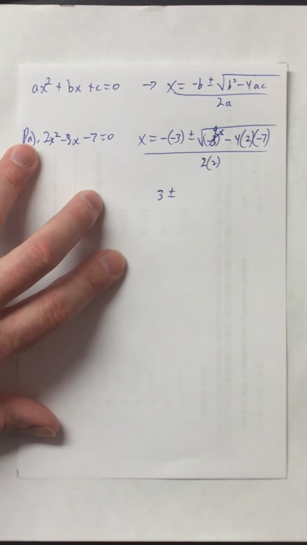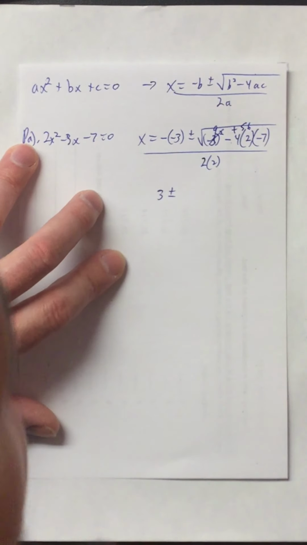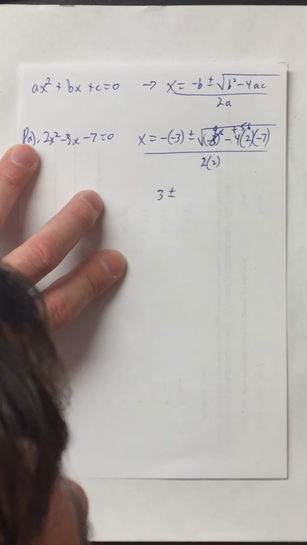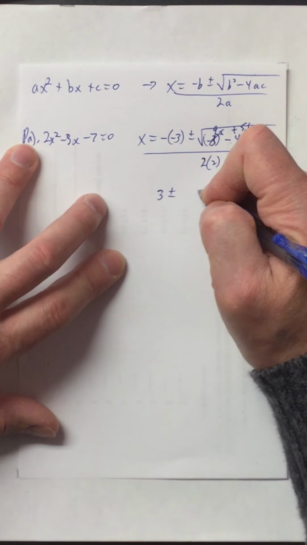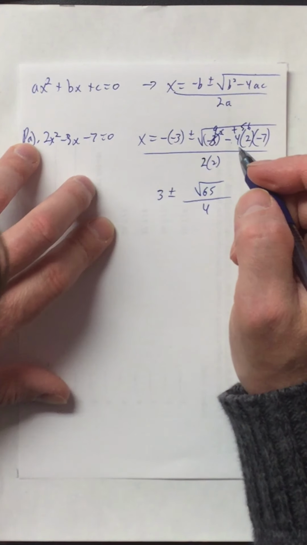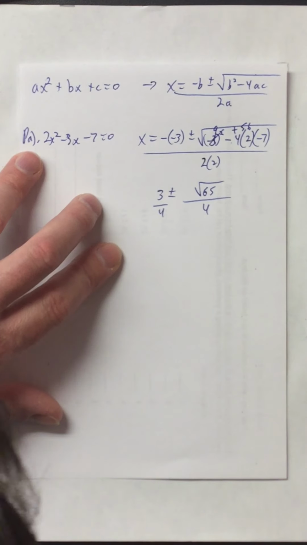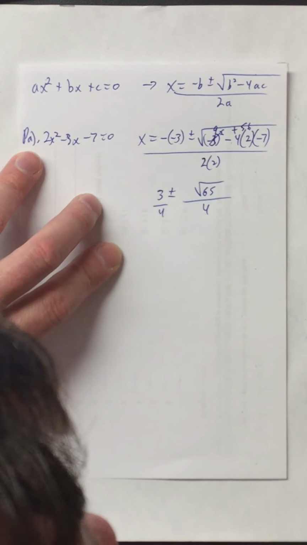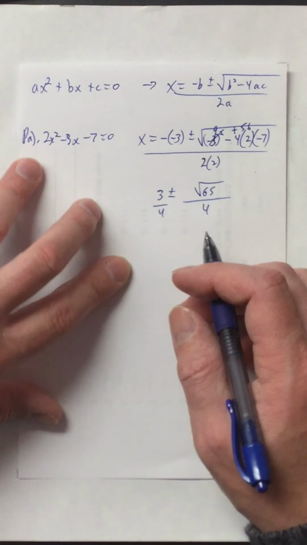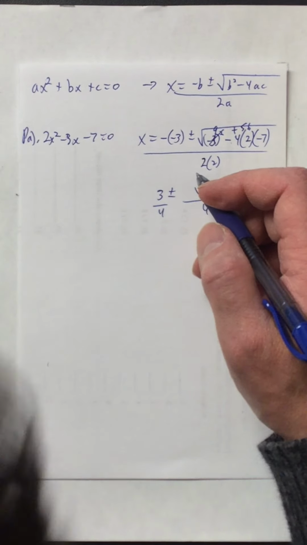Do my math here. The negatives are going to cancel each other out to be positive, so 2 times 7 is 14, 4 times 14, or 8 times 7. Looks like I get plus 56 in there. So, all right, looks like I get square root of 65 over top of 4. Put a 4 here as well. Let's see if we can reduce my 65. Oh, looks like I can't. So, double check my work there. It looks like that is my answer.